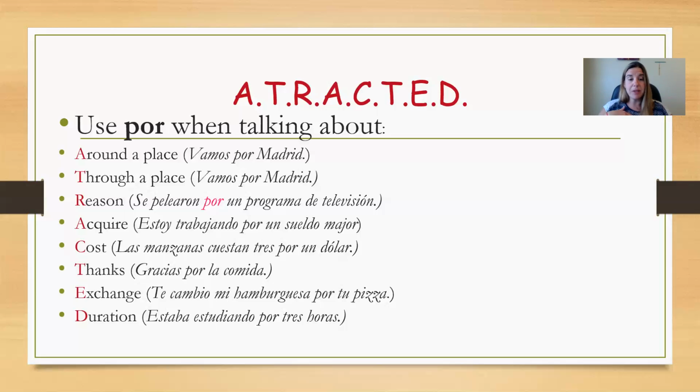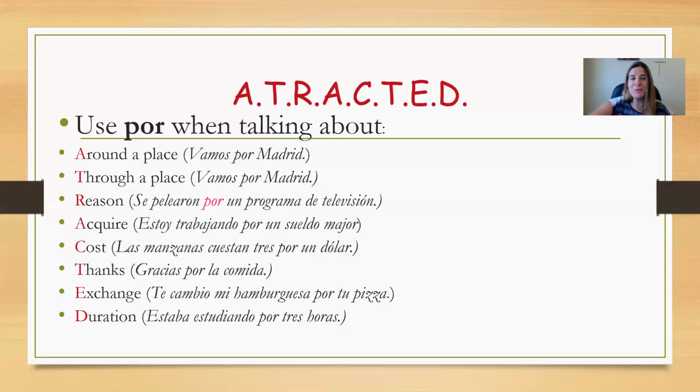Exchange. So te cambio mi hamburguesa por tu pizza. This for that. Tit for tat. And then duration. Estaba estudiando por 3 horas. Anytime you're talking about how long something was happening for, por 3 horas, por 3 años. Okay.